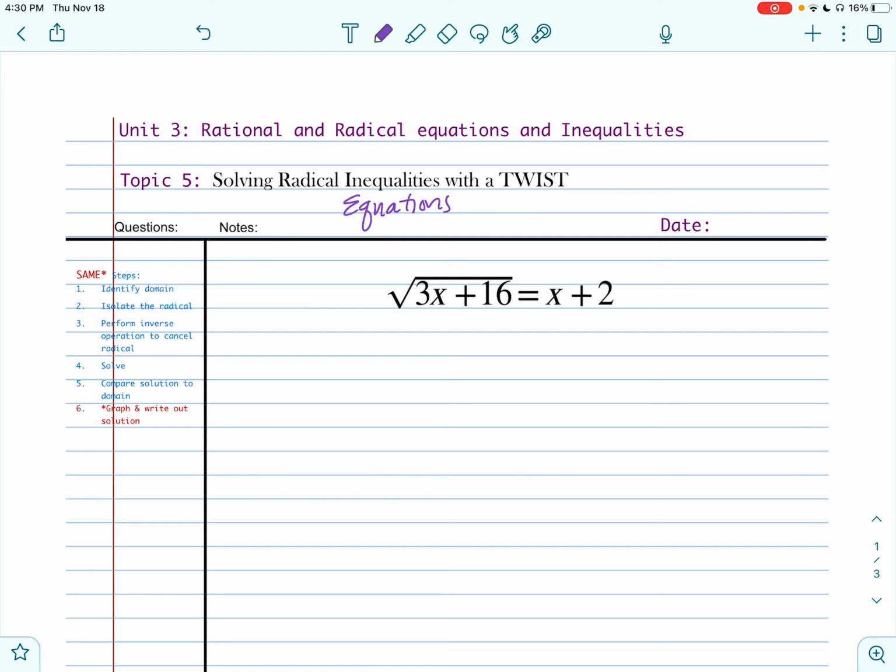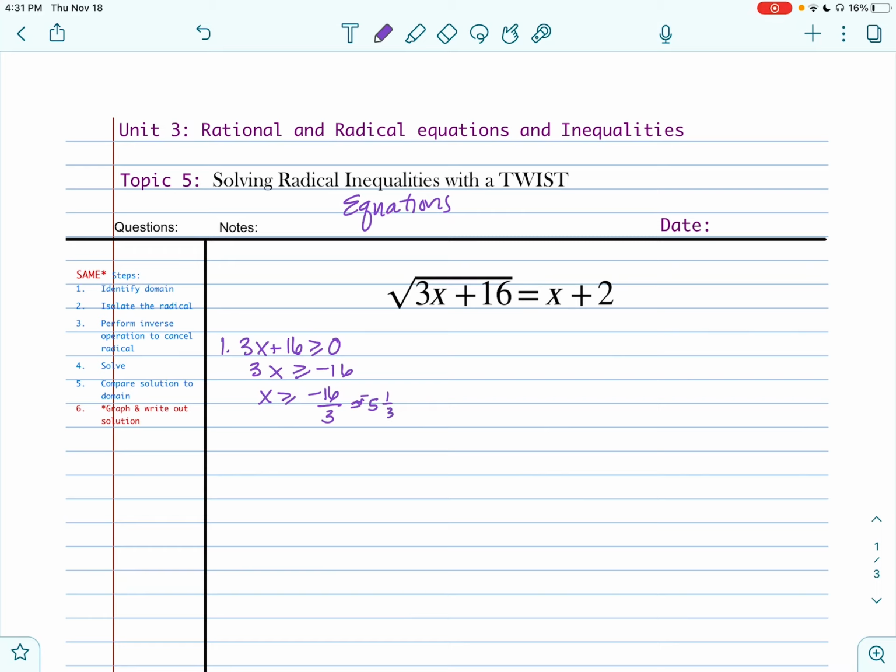All right, so our steps are over here. We're going to follow them again. Number 1, identify the domain. So we're always going to set this equal to 0. Okay, and I'm going to leave mine in a fraction. What is this? Negative 5 and 1/3, I think.